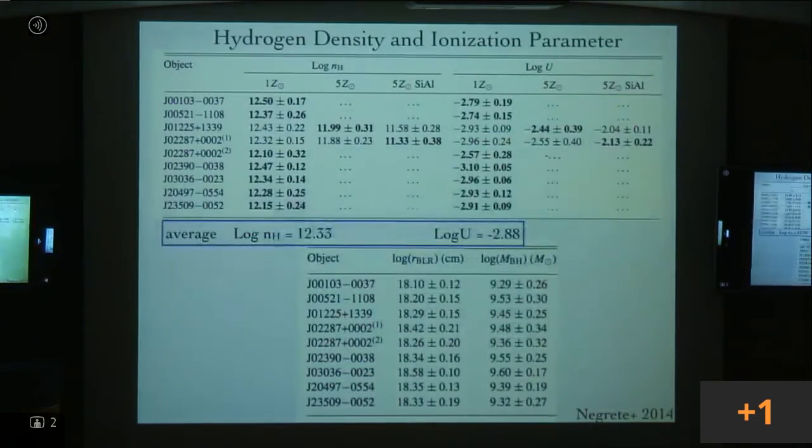Those are the results for our 8 objects. This is the average of density and ionization parameter. And as you see, for 1 solar metallicity, the spread is not so large, neither for the density nor the ionization parameter. Here I have the size of the broad line region and the black hole masses that are fairly similar.